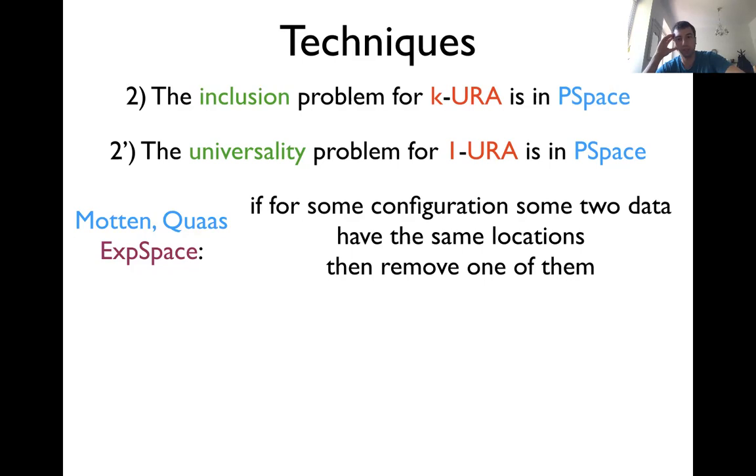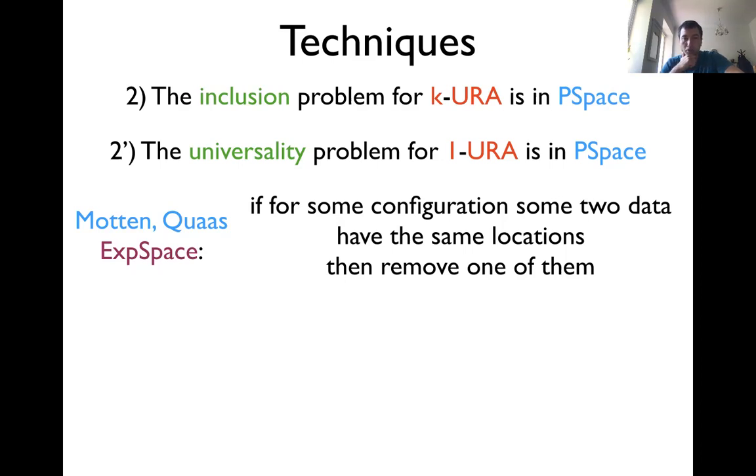If you have some reachable configuration in which two data values, let's say 1 and 2, have the same location, so for example you have both P1 and P2 in your configuration, Q1 and Q2, and you don't have R1 and R2, then these 1 and 2 look similar, and they have shown that you can remove one of them, because essentially speaking, they behave the same.